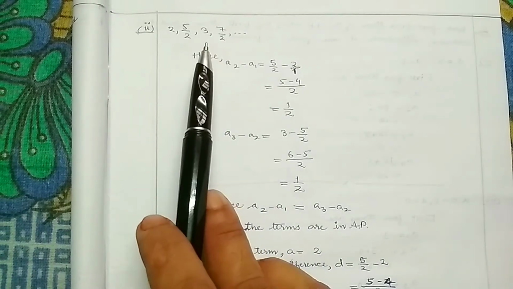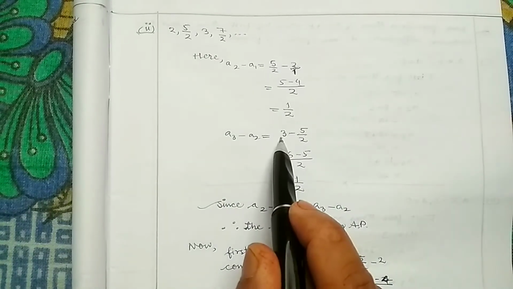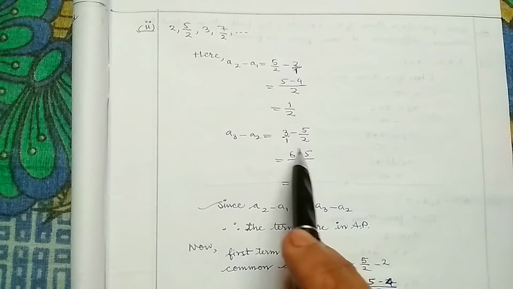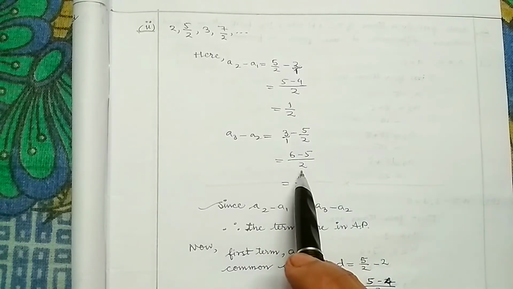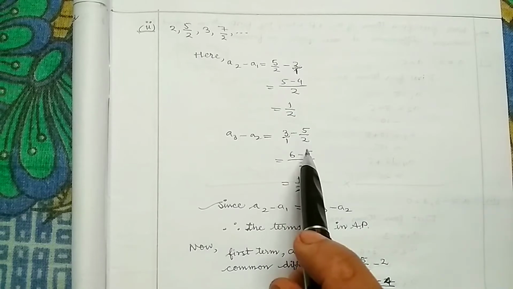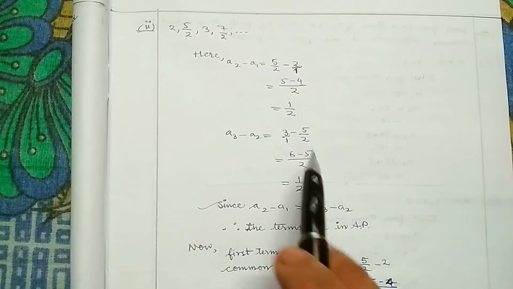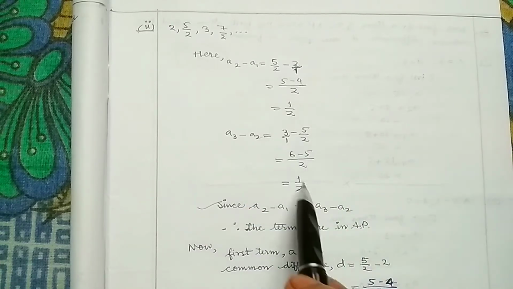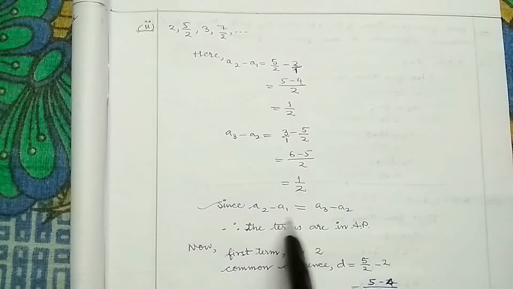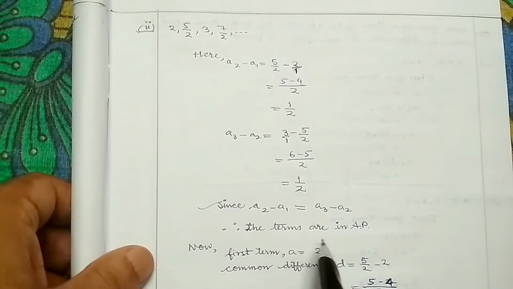Now A3 minus A2, 3 minus 5 by 2. Here also below 3, 1 is there. 1 and 2, LCM will be 2. 2 divided by 1 is 2. 3 times 2 is 6. Minus 2 divided by 2 is 1. 5 times 1 is 5. 6 minus 5, 1 by 2. So here also you got 1 by 2. Here also you got 1 by 2. So these two are equal. And since they are equal, therefore the terms are in AP.